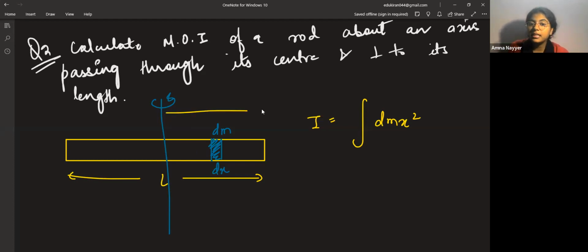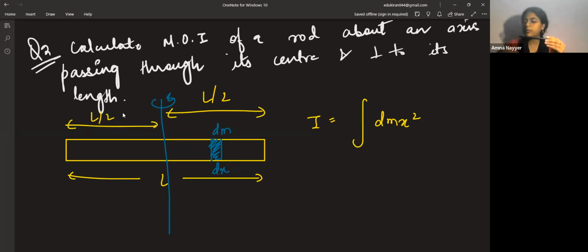If this is our axis, passing through the center, through its length, it means this length will be L by 2 and this length will be L by 2. This is given in the question: the axis of rotation is passing from the center. So it will divide the length into two parts. If this is the center origin axis, this is 0. So at the end, this will be plus L by 2, and from the origin to this separation, this will be minus L by 2.